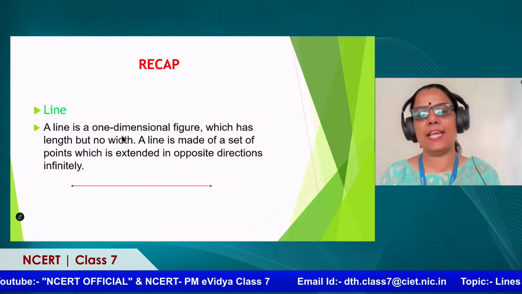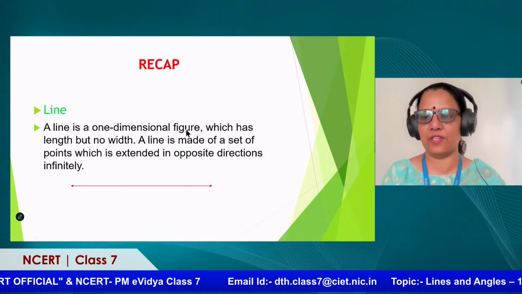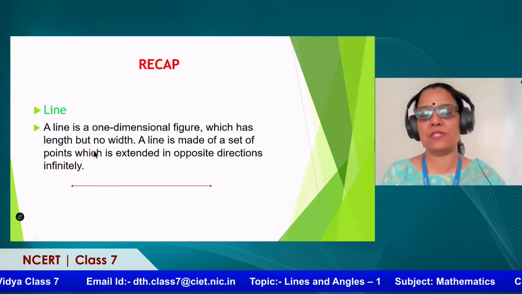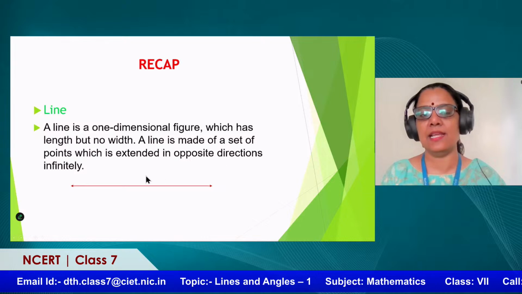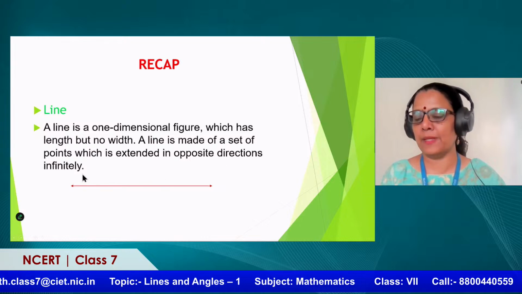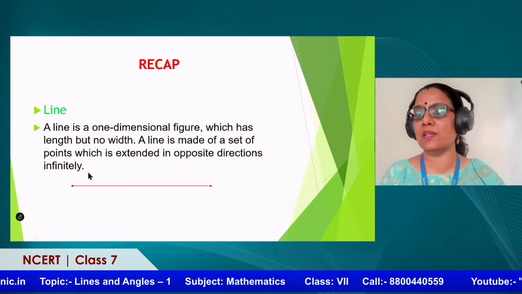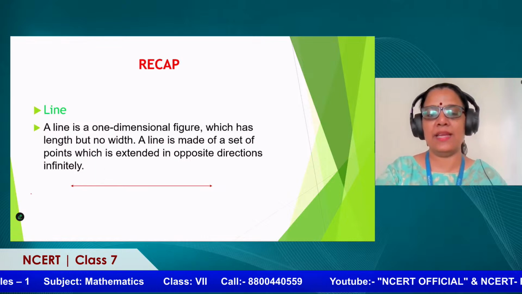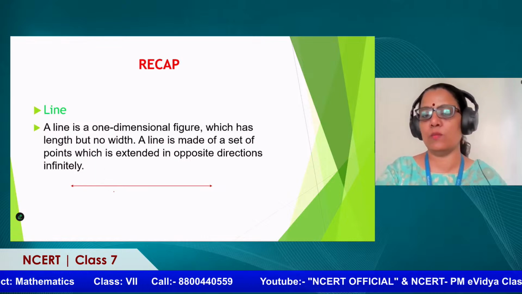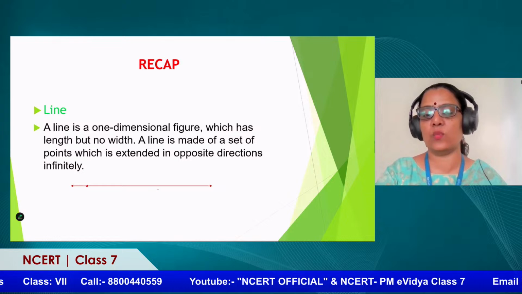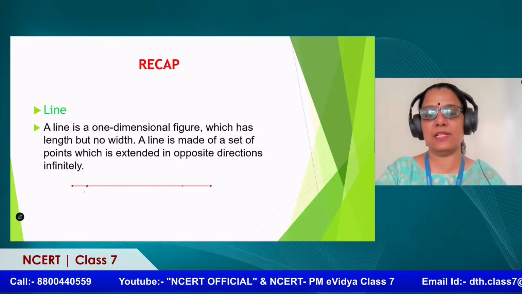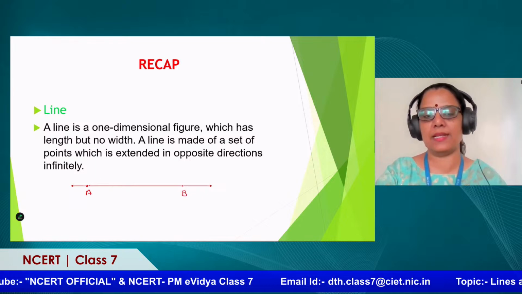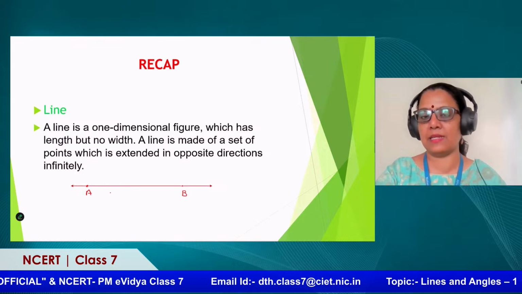So what is a line? A line is a one-dimensional figure which has length but no width. A line is made up of a set of points which is extended in opposite directions infinitely. That is why we always remember there is a difference between a line and a line segment. A line extends on both sides, whereas a line segment has endpoints, A and B, and it stops there. A line goes infinitely both on the left hand side and right hand side.